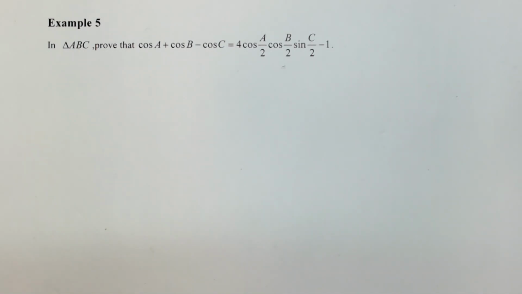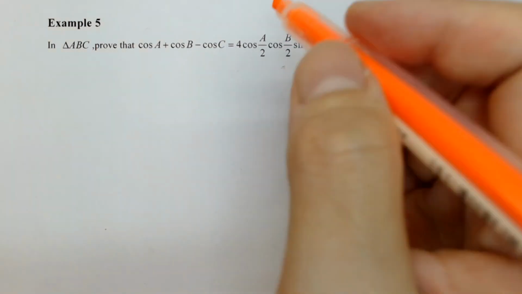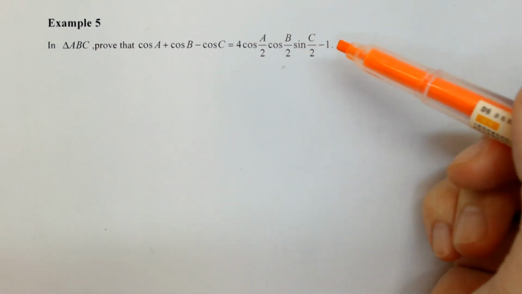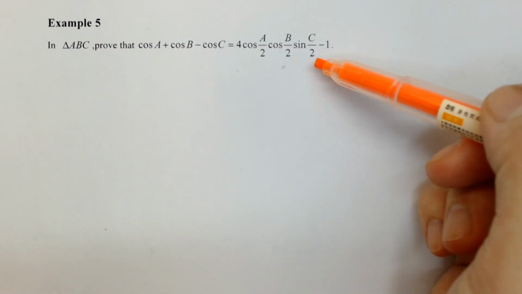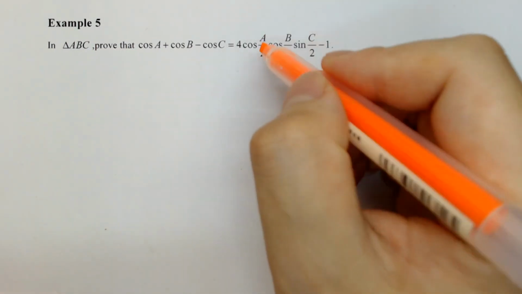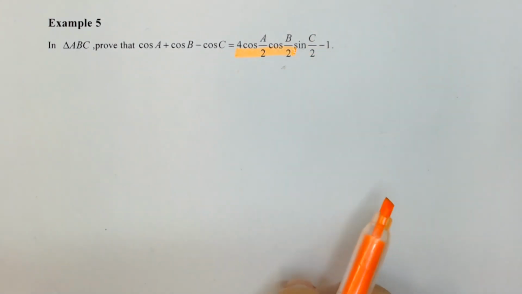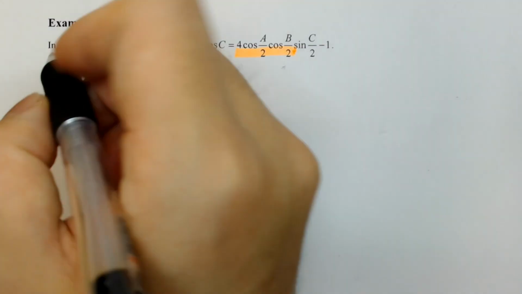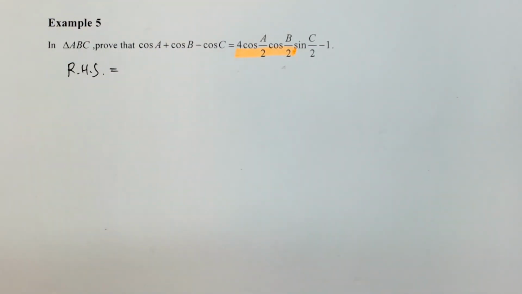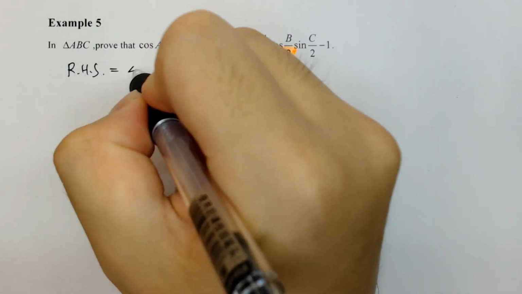For the right hand side, you may choose cosine A over 2, cosine B over 2, or cosine B over 2, sine C over 2, or even cosine A over 2 and sine C over 2. I don't know. But usually, we will start with the first two expressions multiplied together and see if we can get something on that. Okay? The right hand side is this thing.